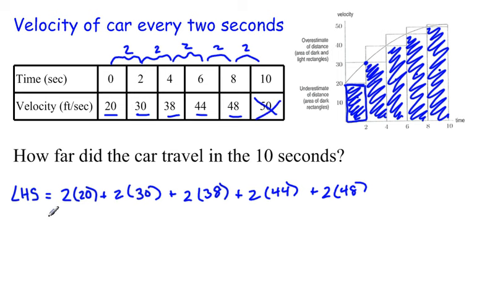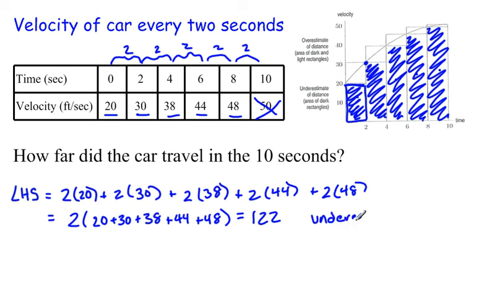And then we could actually factor out that 2. So 2 times 20 plus 30 plus 38 plus 44 plus 48. And that answer comes out to be 122. I also want us to notice that this is an underestimate because you'll notice all the rectangles are below the curve. Now, if we can do a left-hand sum, we can also do a right-hand sum.